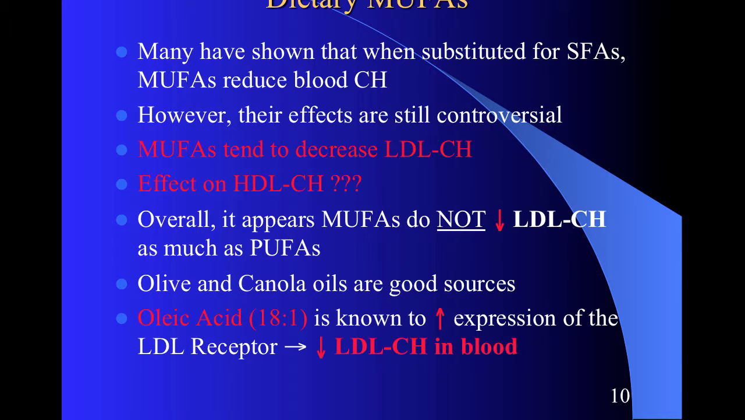Okay, olive and canola oils are good sources of the monos. Oleic acid, for example, is known to increase expression of the LDL receptor, and that leads to a decrease in LDL cholesterol in the blood. So if we consume significant amounts of oleic, whose most common sources tend to be, for example, olive oil, then that oleic acid in cells increases the expression of LDL receptors, and those LDL receptors take LDL cholesterol from the blood into the cells so that it's not harmful.